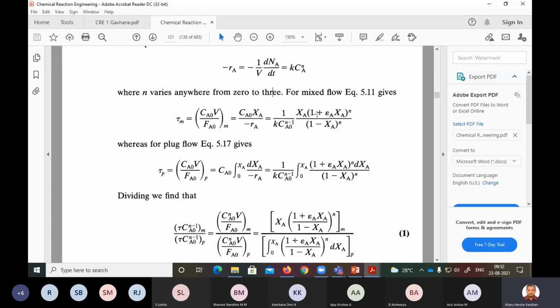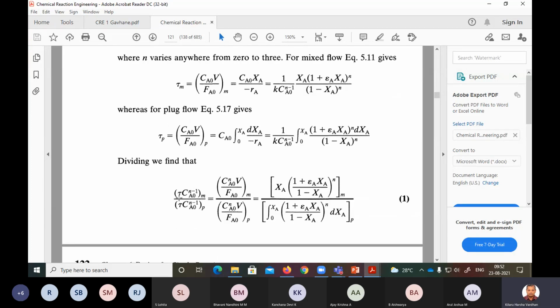I'm just writing for both liquid phase and gas phase reactions. I want to compare the mixed flow and plug flow in the same curve, right? This is for nth order kinetics, right? So if you divide one over the other, what will happen? Tau M by tau P.